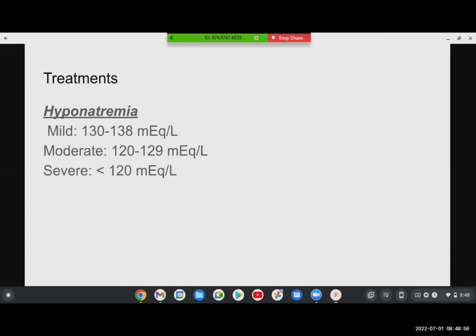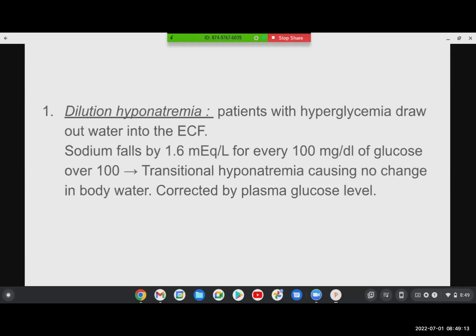Treatment of hyponatremia. Hyponatremia is of three types. Mild hyponatremia is 130 to 138 milliequivalent per liter of sodium, moderate is 120 to 129 milliequivalent per liter, and severe hyponatremia is less than 120 milliequivalent per liter. I will talk briefly about one or two different kinds of hyponatremia and how they are managed. Dilutional hyponatremia occurs in patients with hyperglycemia, which draws water into the ECF. Patients with hyperglycemia have a hyperosmotic status, resulting in drawing water out of the intravascular fluid.